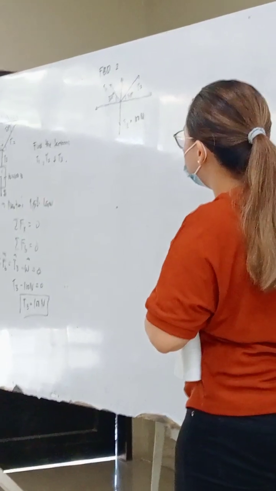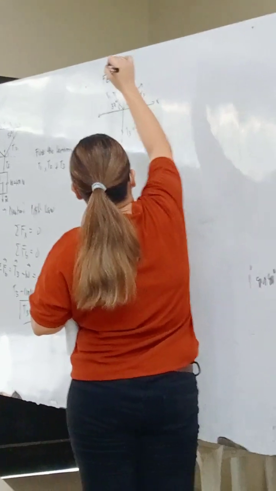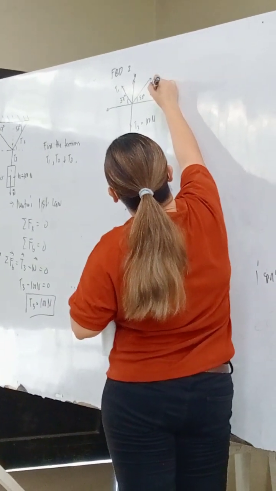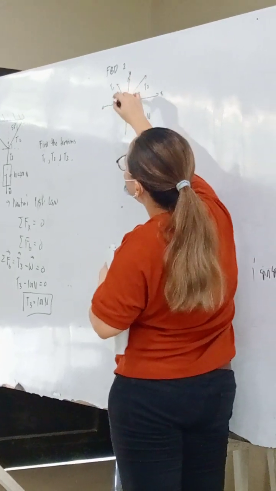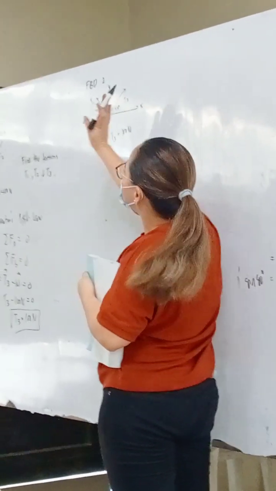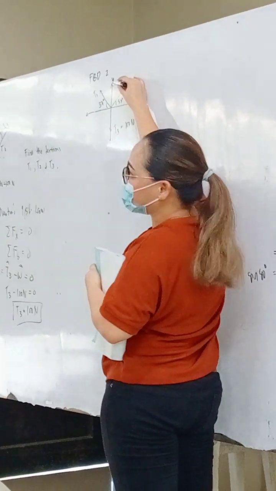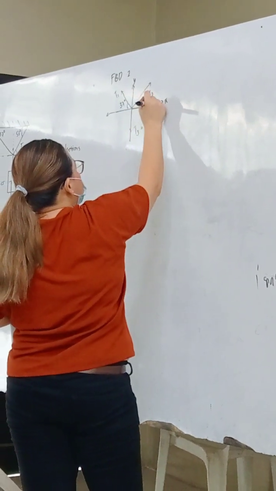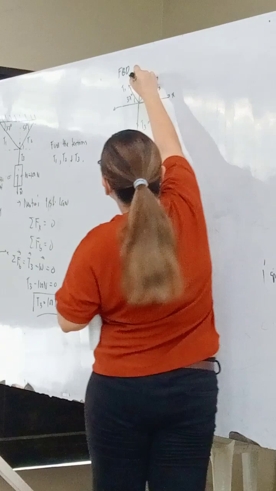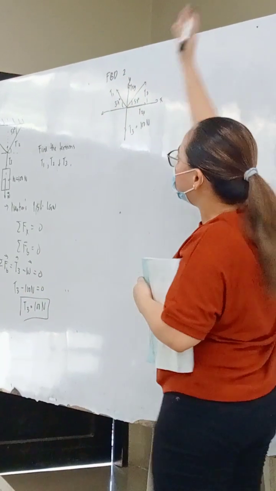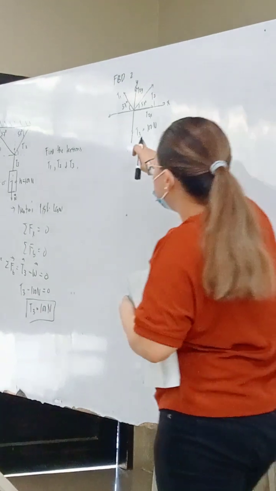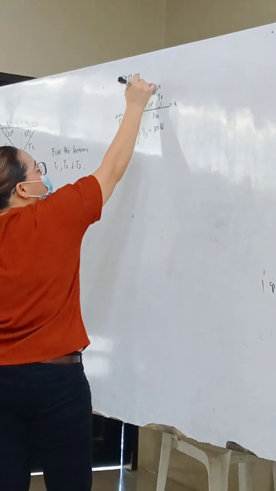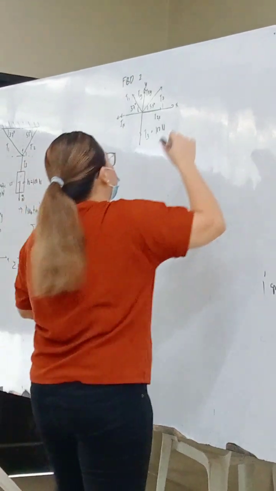The next step is to project the x and y components of T2 and T1. T2 is in between the positive x and positive y, so it has T2x on the positive x-axis and T2y on the positive y-axis. Then T1, which is in the second quadrant, has T1x and T1y.